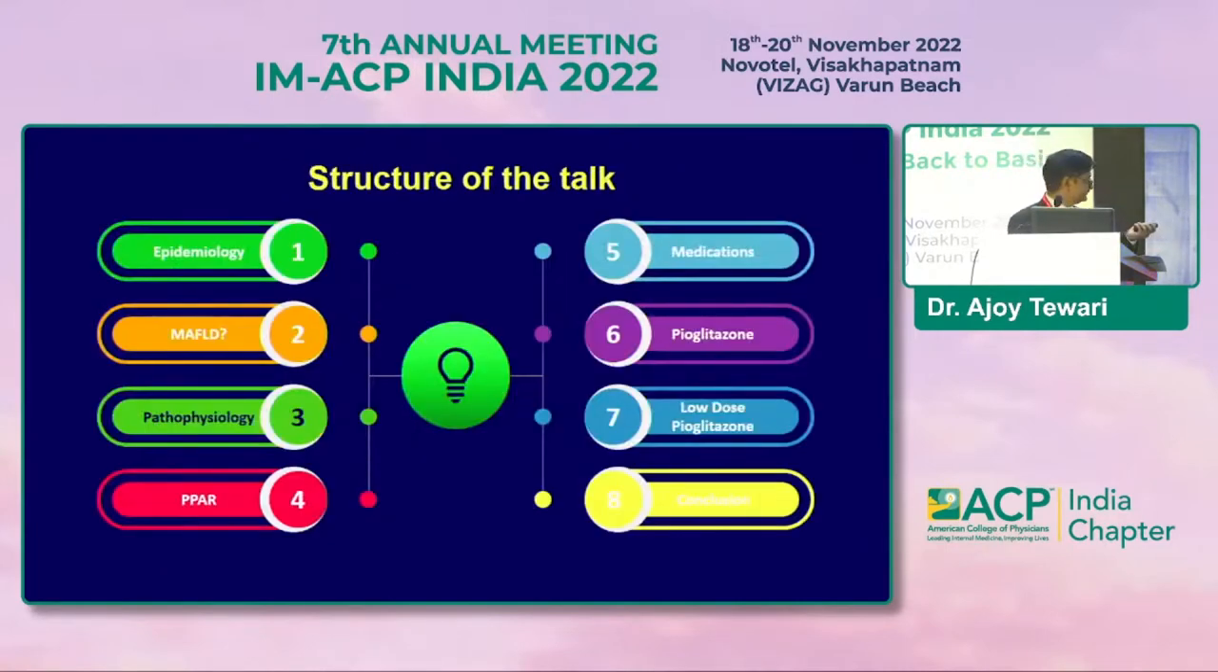So basically, I'll be discussing this under these headings: the epidemiology, whether it is NAFLD or MAFLD, the pathophysiology, and very important, PPAR gamma. PPAR receptors are the most important thing when we are talking about NAFLD. Then what are the medications available with us? I have been asked to talk about low dose pioglitazone, so I will be covering that, how we have to do that. So this is how I structure my talk.